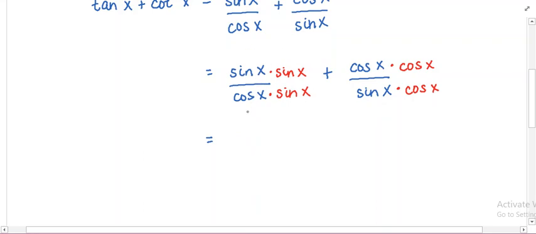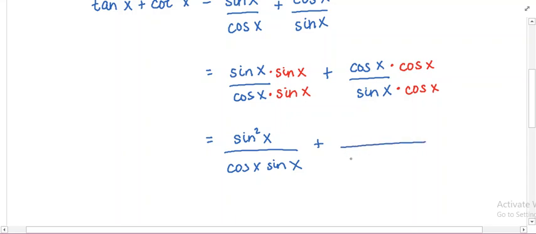So this particular fraction on the left, you're kind of multiplying two fractions here. So you're going to multiply across the top. Sine x times sine x is sine squared of x. Okay, the bottom is going to be the cosine of x times the sine of x. Okay, then you're going to add this other fraction. Okay, the bottom is sine x times cosine of x. I'm just going to write it as cosine x times the sine of x so it matches the other denominator on the left. And then you need to multiply across the top. Cosine of x times cosine of x is going to be cosine squared of x.